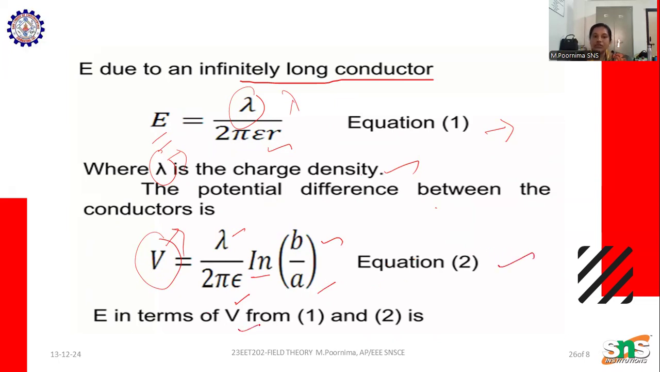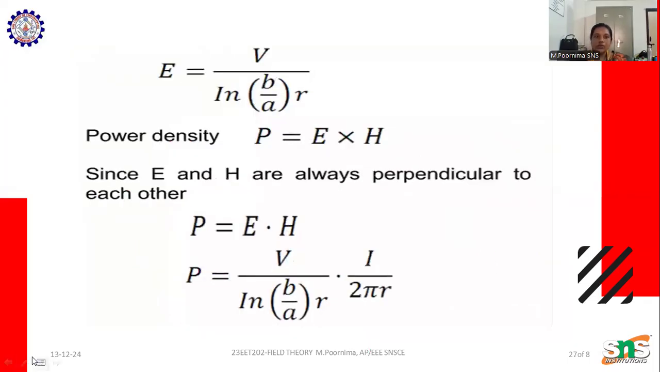E in terms of V, from equations 1 and 2. Now we can see what E is in terms of V. Comparing, E is equal to V divided by ln of B by A, into r.